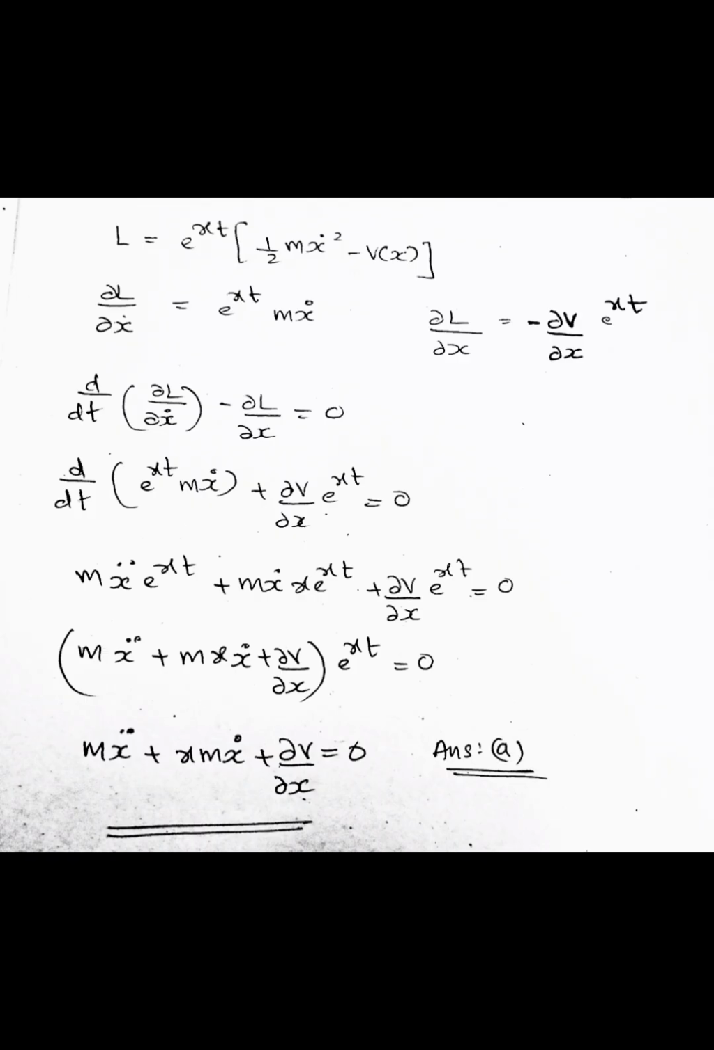m x double dot plus m gamma x dot plus ∂V/∂x into e raised to gamma t is equal to 0. Then m x double dot plus gamma m x dot plus ∂V/∂x is equal to 0. That is, option A is the right answer.